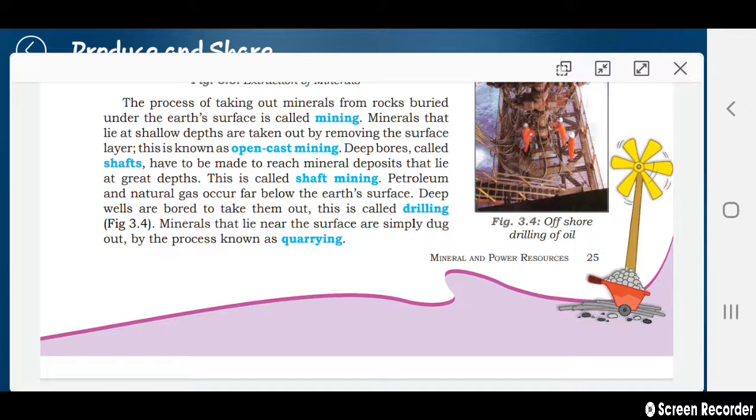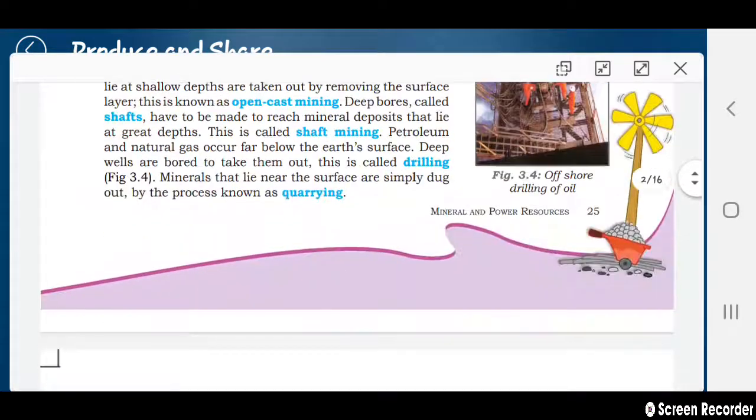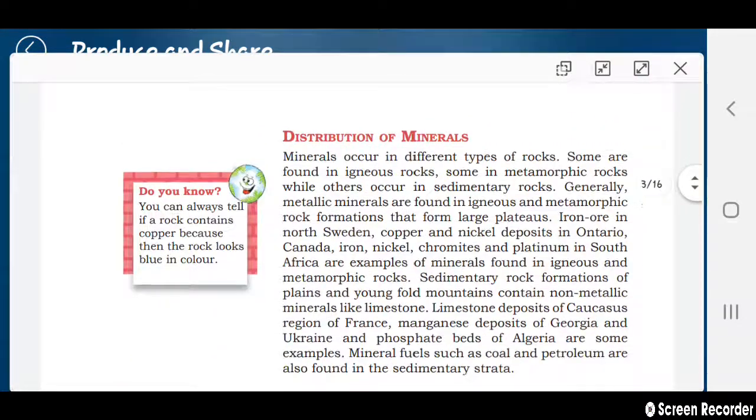Petroleum and natural gases occur deep below the earth's surface. Deep wells are bored to take them out, and this making of deep wells is called drilling. Minerals that lie near the surface are simply dug out, and the minerals that are light are dug out by the process of quarrying. These are the three types, mining, drilling and quarrying, by which extraction of minerals happens.